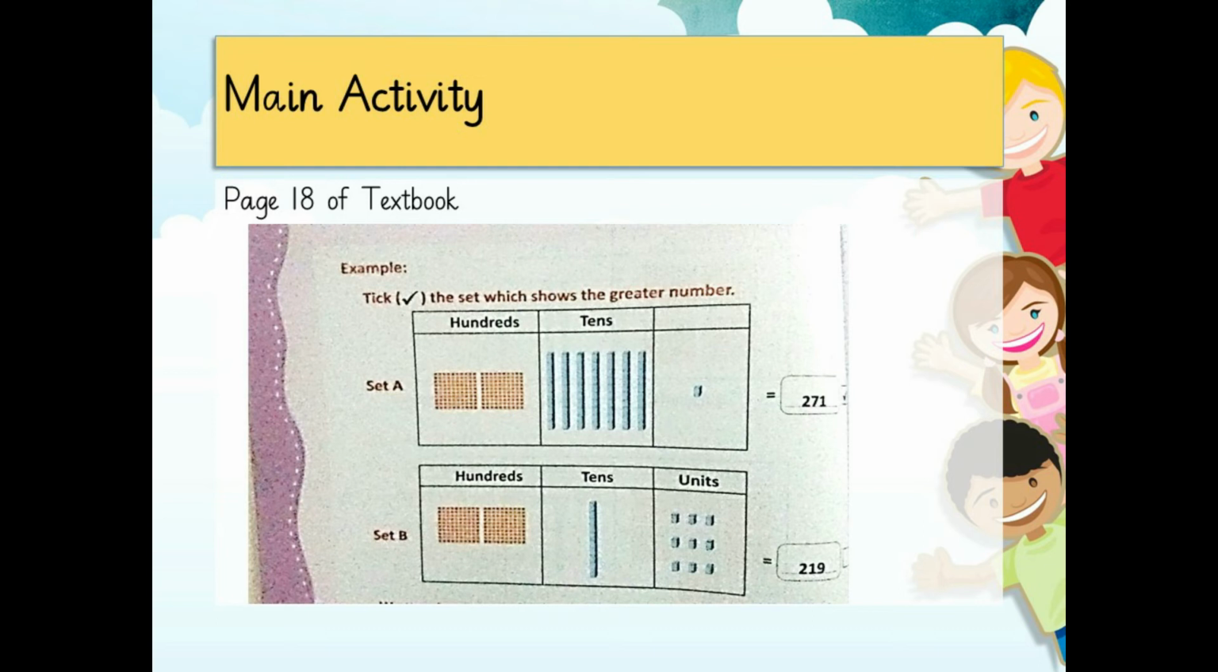As the hundreds are the same, we will move towards the tens now. In the first number we have 7 tens, and in the next number we have 1 ten. Greater tens will be the greater number, as the hundreds are the same. So 271 is the greater number as compared to 219.